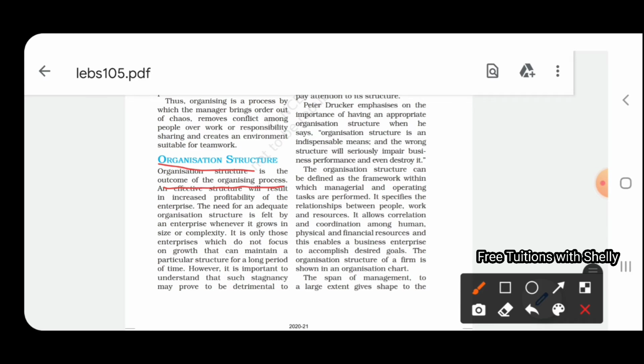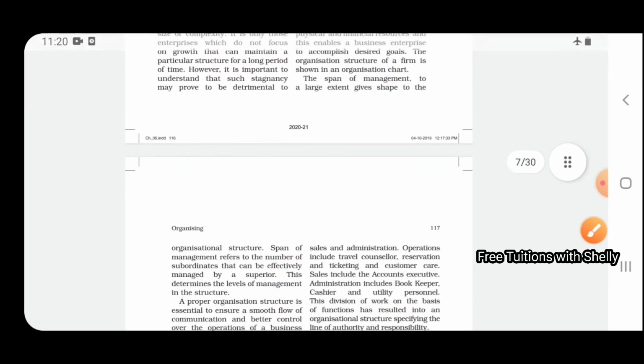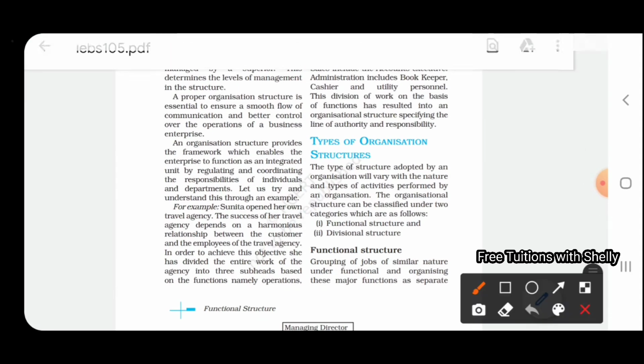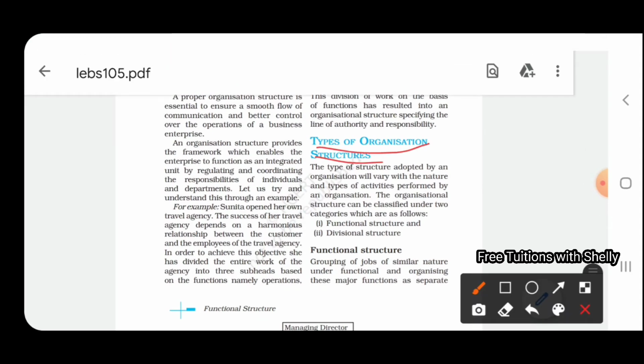And there are different types of organization structure. Let us look at the next topic, that is, types of organization structure. There exist two types of organization structure. The first one is the functional structure, and the second one is the divisional structure.